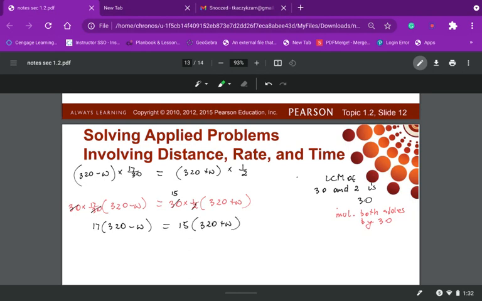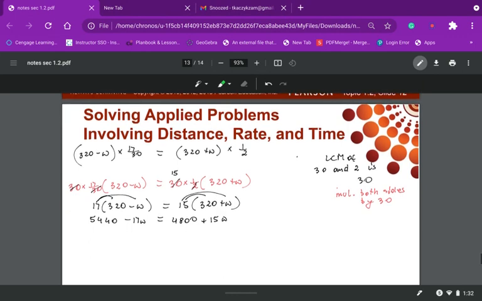And now I'm just going to remove the parentheses. 17 times 320, we're getting 5,440, minus 17W, equals 15 times 320, that will be 4,800, plus 15W. And now we just need to solve for W.